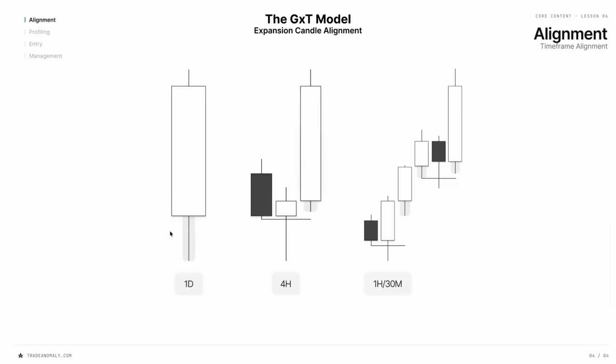The daily is an expansion candle. When you take a trade, the 4-hour will be an expansion candle. We're not going to trade within this 4-hour time window. Why? Because it has a large wick, right? And when you take a trade, the hourly/30-minute will also be an expansion candle, right? As you can see, this is an expansion candle, this is an expansion candle, this one is not, right?